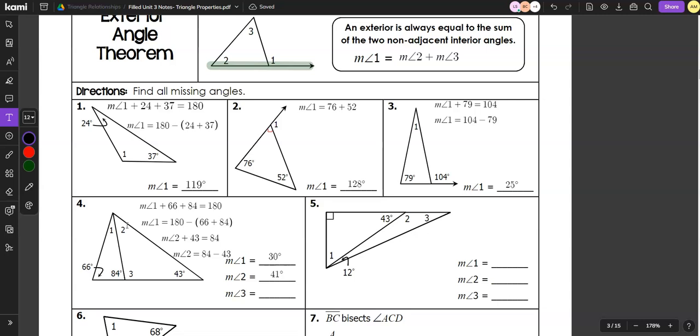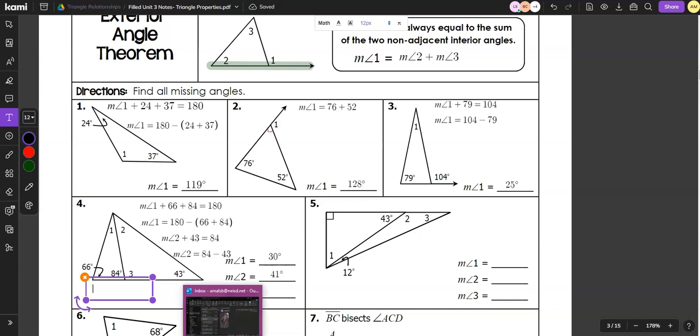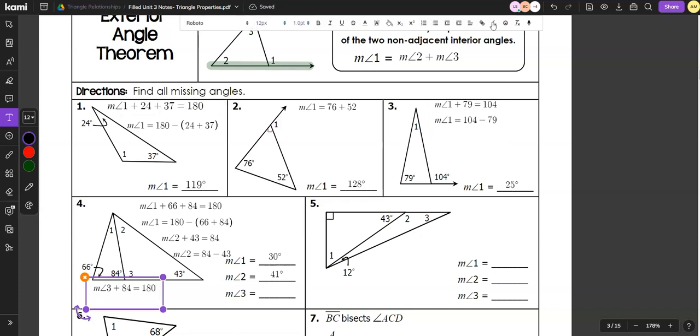And finally, for angle 3, we can either add up the 41 and 43 and subtract from 180, or we can just know that 43 plus 41 is 84, and just take 180 minus 84, which is our exterior angle. So the measure of angle 3 plus 84 equals 180, which means that the measure of angle 3 is equal to 180 minus 84, gives us 90.